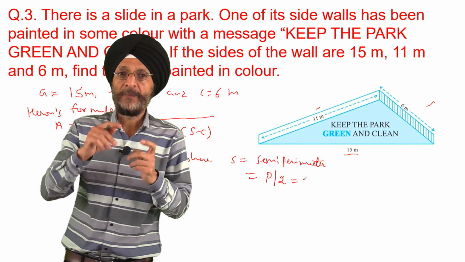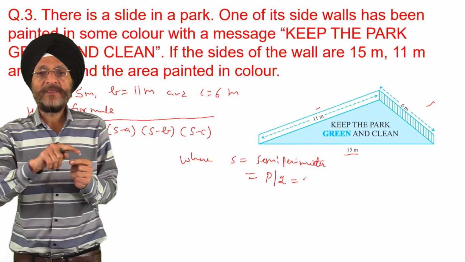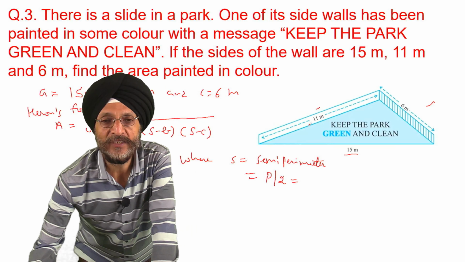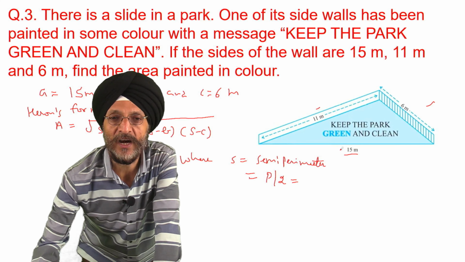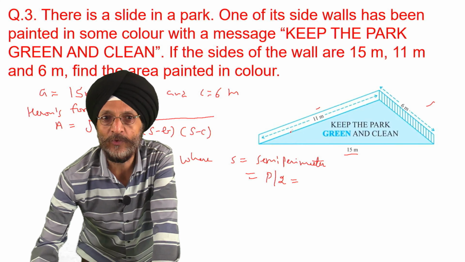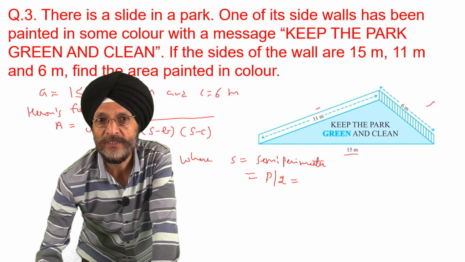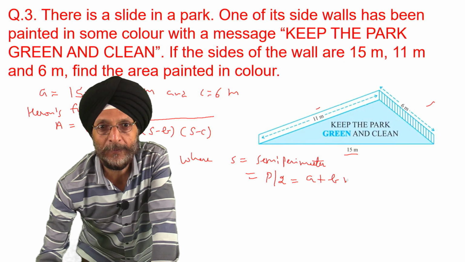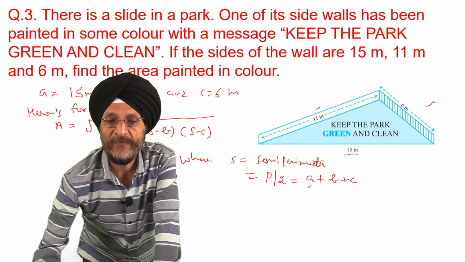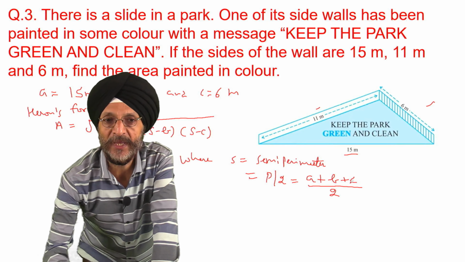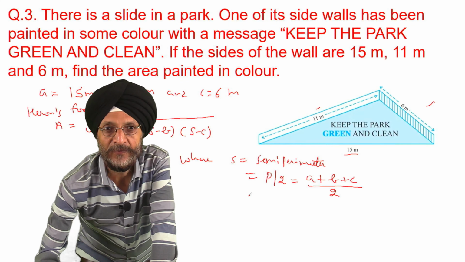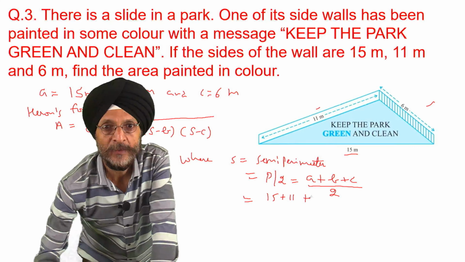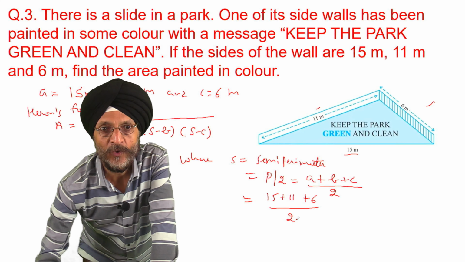Now what is the perimeter? Perimeter is the total length of all the three sides of the triangle. That is all the three sides, this one and this one, all the three sides. When we total the length of all the three sides, it is perimeter. In other words, we can say that A plus B plus C, these are the three sides of the triangle, and when we divide it by 2, semi perimeter will come out. Here we will fill in the values of ABC, 15 plus 11 plus 6 divided by 2.